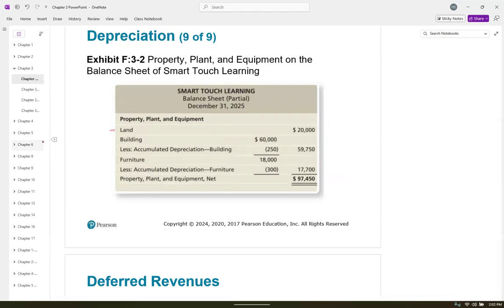So now you can kind of see, look, we depreciated that building some. Here's the book value of the building. Here's the book value of the furniture. Does not mean that's what it's worth. Remember, those other numbers were estimates that were not based on anything when it comes to fair market value.